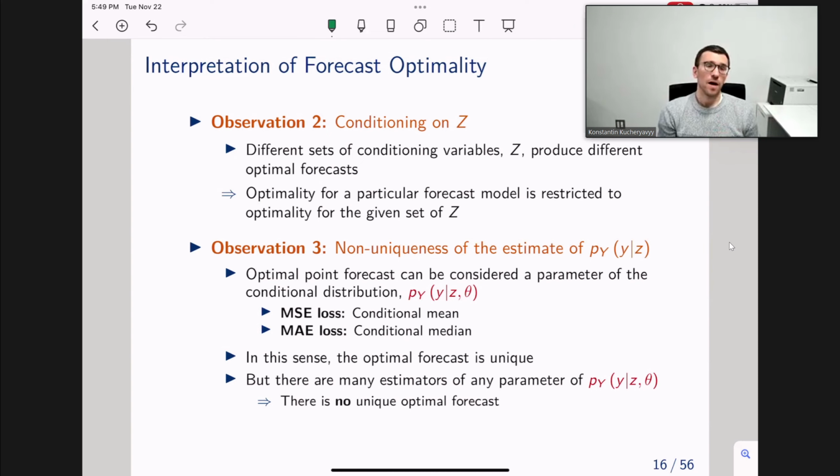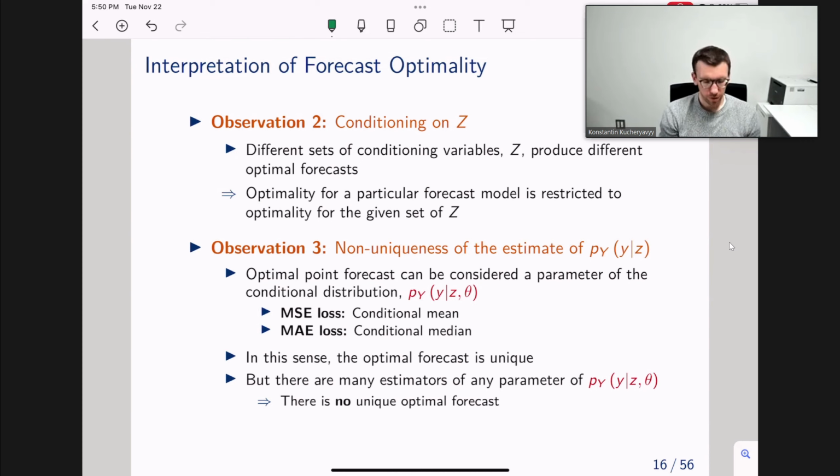Now, another point, observation 3, is that we saw that the optimal point forecasts were parameters of the conditional distribution p(y|z), the data generating process that we don't know. With MSE loss, the squared error loss, it was the conditional mean. With, say, mean absolute error, it would be the conditional median. The mean absolute error is one example.